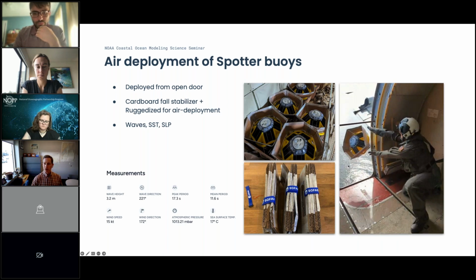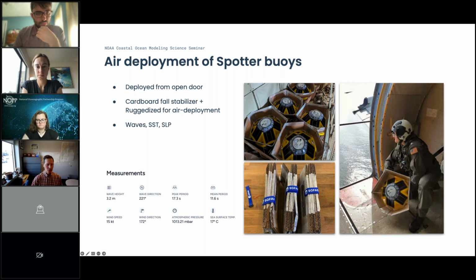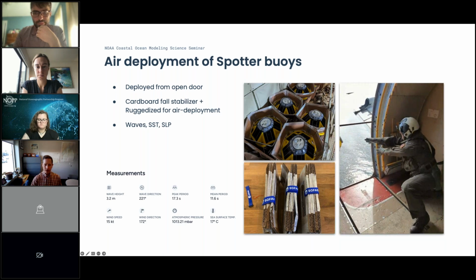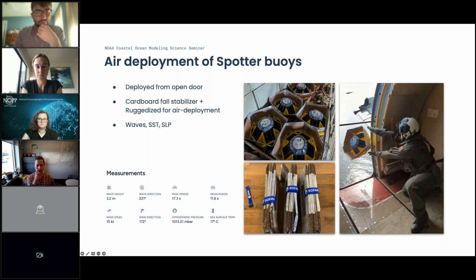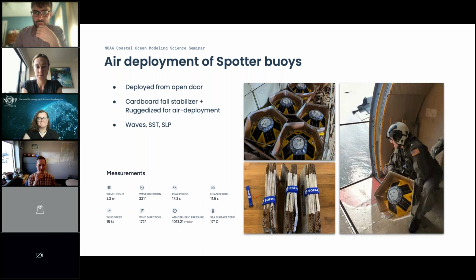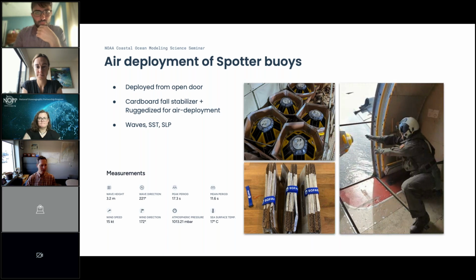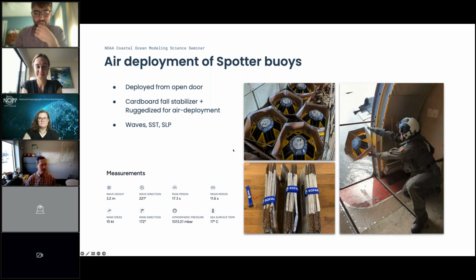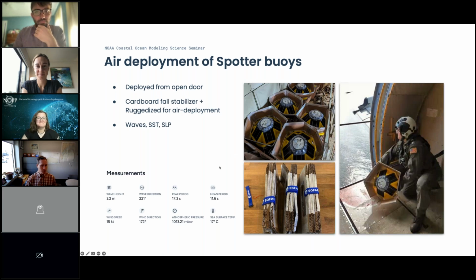They do not have a parachute. They just free fall. They free fall upright due to the drag that's added with these cardboard sleeves, and then the cardboard sleeves fall away once they're in the water, and they survive the drop just fine. So I think it's pretty spectacular that when we started this project, somebody said, well, why don't we just throw them out and see how they do? And they do just great. So those are the spotter buoys.